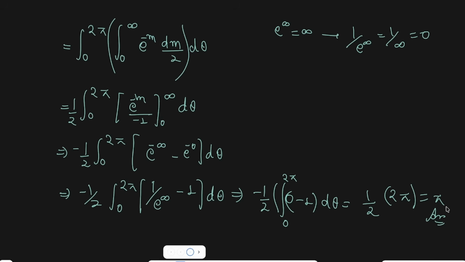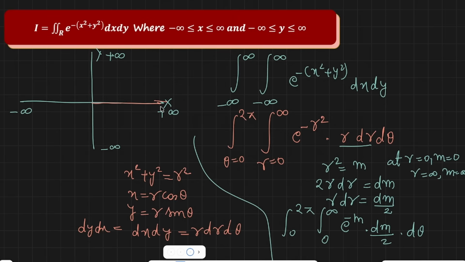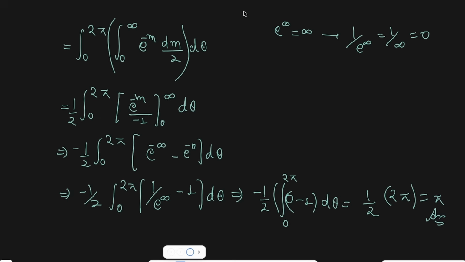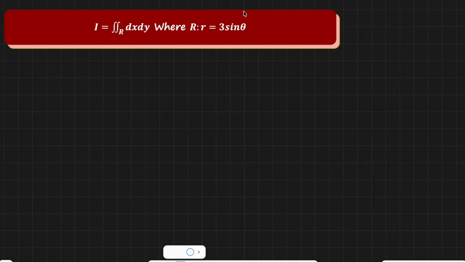This is how you can solve this integral using the polar coordinate system. This is an application of the polar coordinate system. When you solve this using the Cartesian coordinates, it will be a bit difficult for you guys. You can proceed with this method. Okay, now come to the next question.